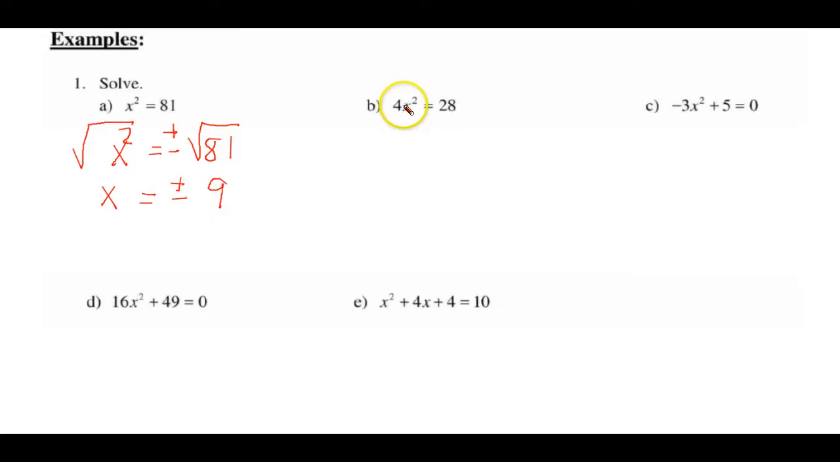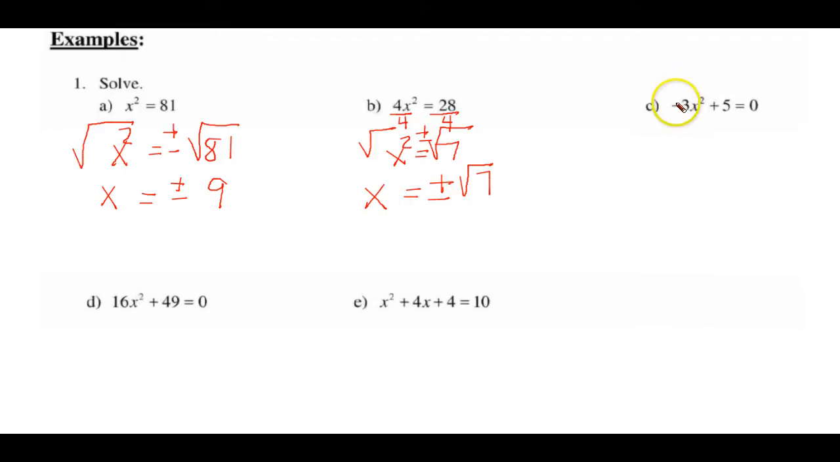Alright, let's look at example B. Again, we want to isolate the x squared, so we're going to divide both sides by 4. This gives us x squared equals 7. Now, again, using this technique, we take the square root of this side. That'll give us x. And then we'll take the square root of the other side. That'll give us plus or minus the square root of 7. And those are our answers.